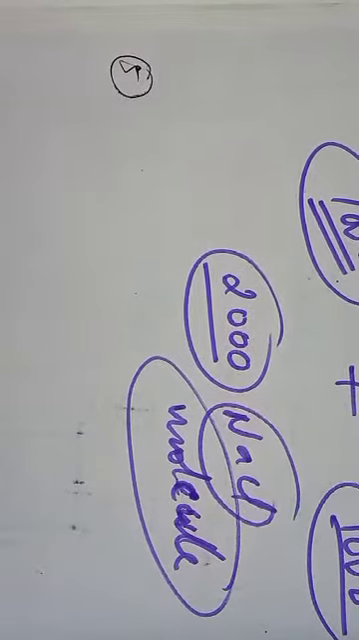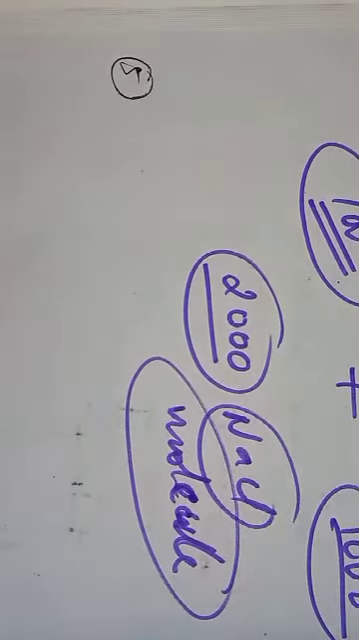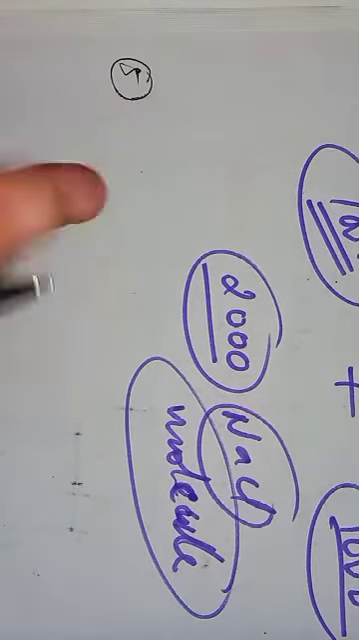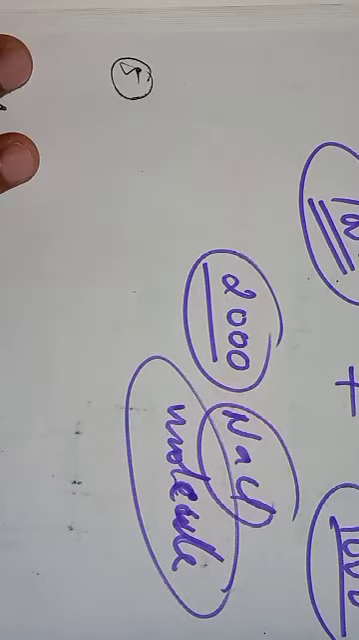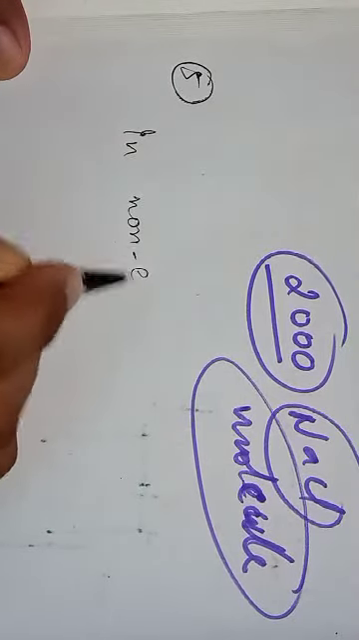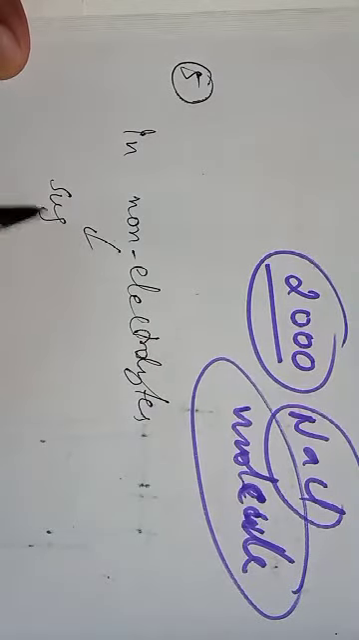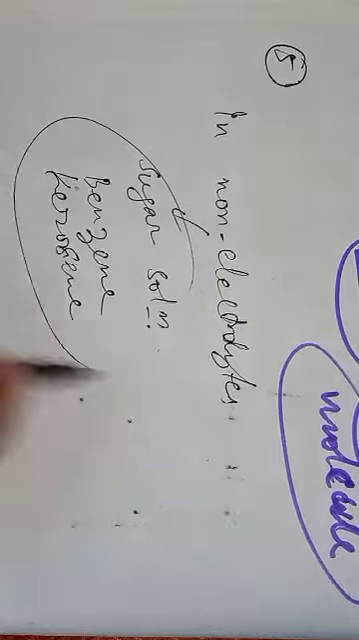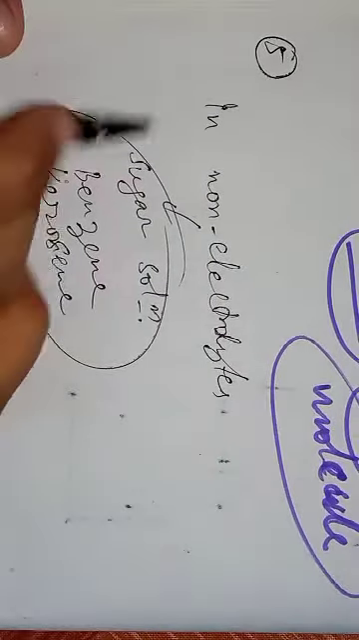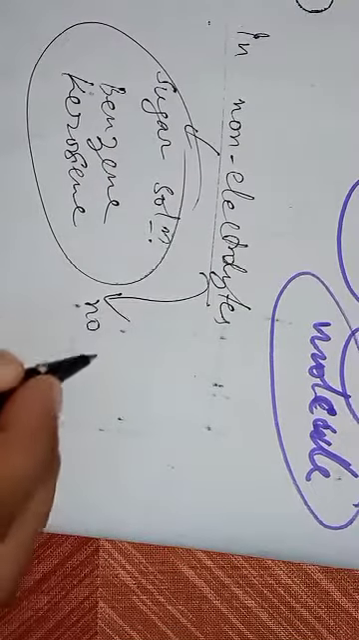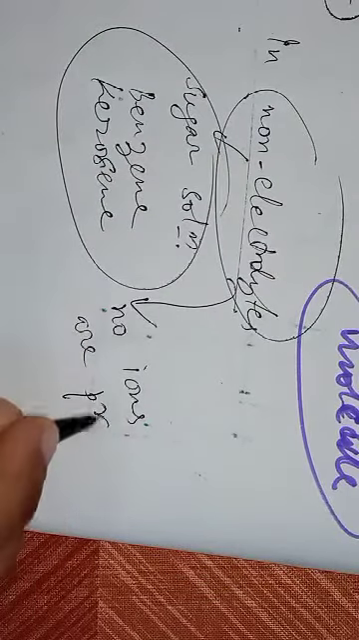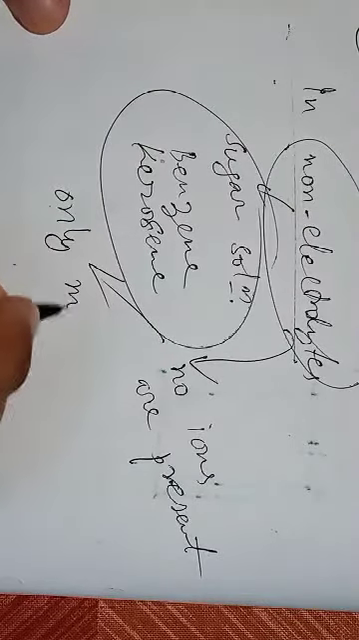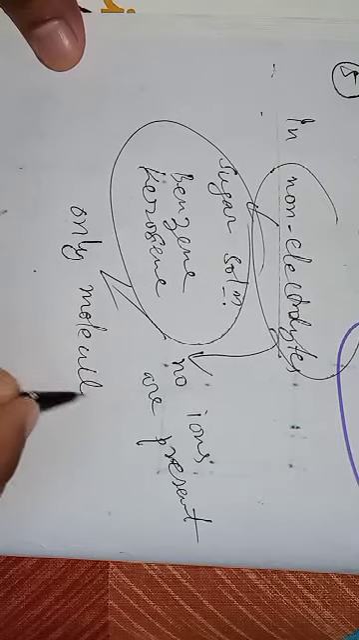Now, let us move to the fifth point, my dear students. He said that non-electrolytes, such as sugar solution, benzene, kerosene, and organic compounds, undergo no ionization, and therefore only molecules are present in solution. We will study organic chemistry inshallah in the upcoming future. So in non-electrolytes, no ions are present. That's why they are non-electrolytes: no charges. Only molecules are present.